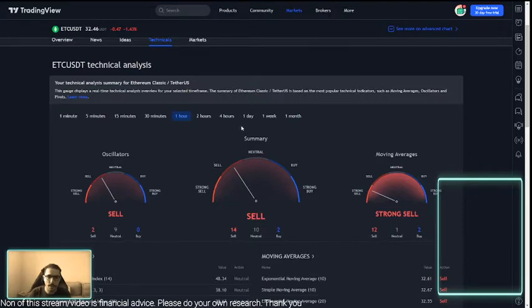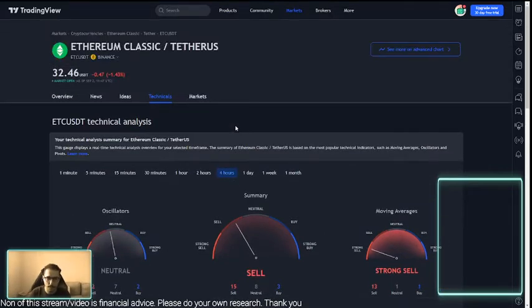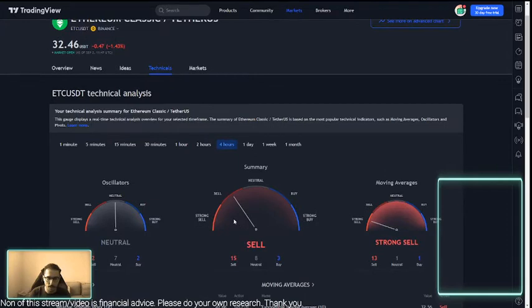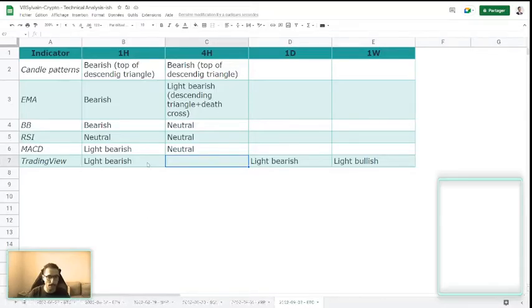And what is TradingView telling us? A light bearish. Moving averages didn't move, so if we only use the moving averages, it would tell us just dump the thing. But other oscillators are pretty neutral. That's interesting also. So light bearish here.